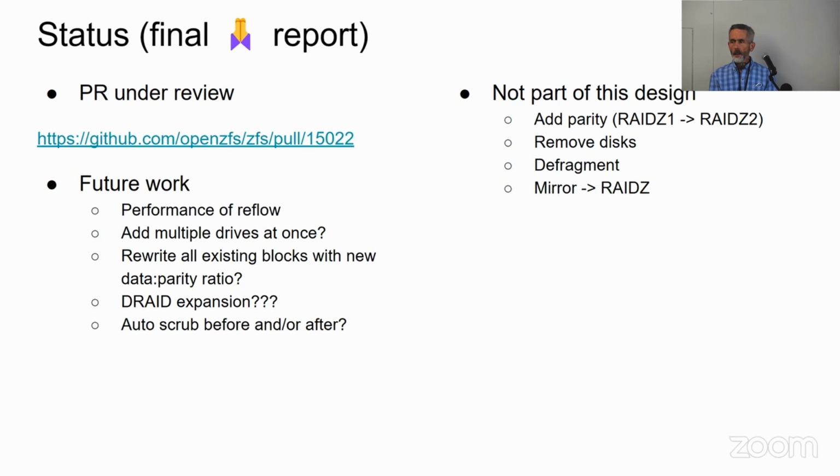And for the future, the speed of the reflow we could improve. There are some things we can do to improve that, obviously maybe doing multiple drives at once. If you want to add two drives, you don't want to have to wait 12 hours and then wait another 12 hours. Maybe mix that together. But these are all future things we could do. And DRaid, and auto scrub, and rewriting existing blocks. I've already seen on the discussion board people coming up with scripts to do that. Basically, you just have to copy the data or overwrite the data to get it to use the new parity ratio.